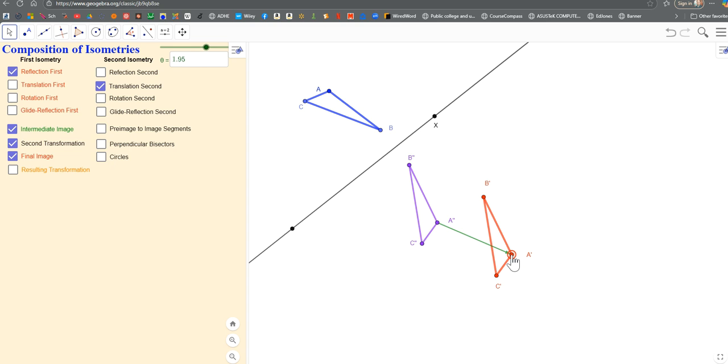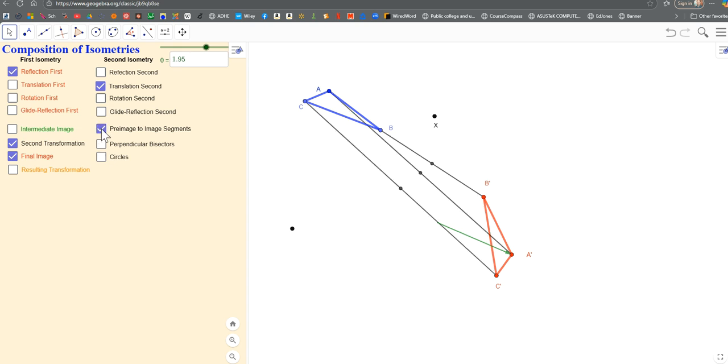Let's go out here. Okay, so again, let's say, what is the relationship between this one and this one? Well, it's maybe not completely clear what this could be. It's interesting to see these line segments that connect these up. When you connect up pre-image to image, that's one of the ways you can tell what the final image is going to be. If it were a translation, those would all be parallel and the same length. So it's definitely not that.